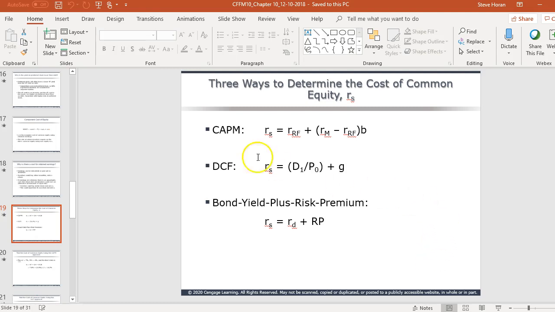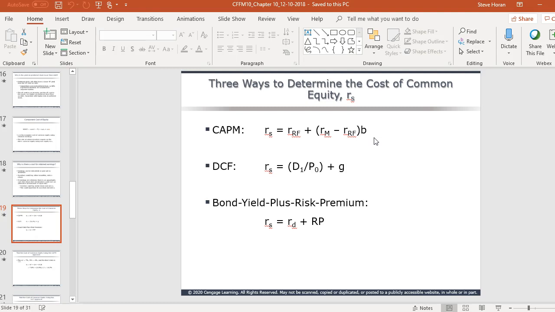CAPM is the capital asset pricing model. R sub S is the component of a few different calculations: R sub RF plus R sub M, M being the market rate of return, minus the risk-free rate again, times B, which is beta. And what CAPM does is it basically says, let's risk adjust the return of this company. If the market return is a certain percent and this company's beta is above 1, this company needs to earn a return above the market return, because it has increased risk.